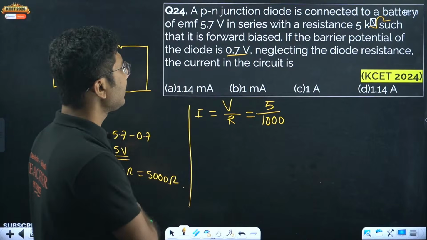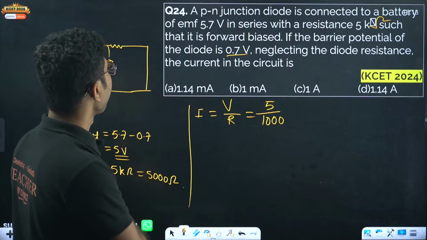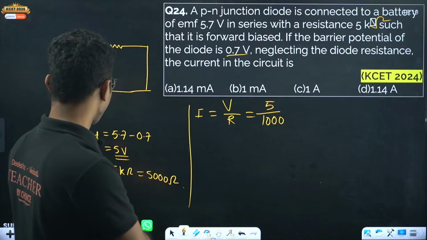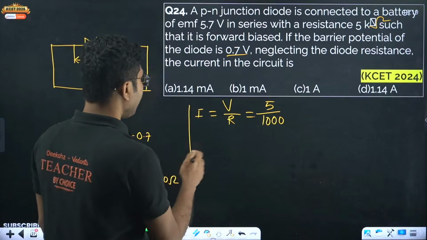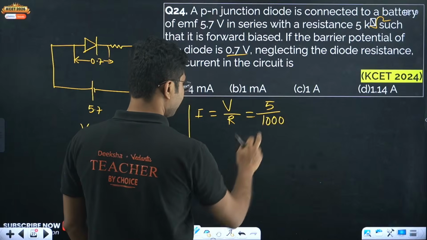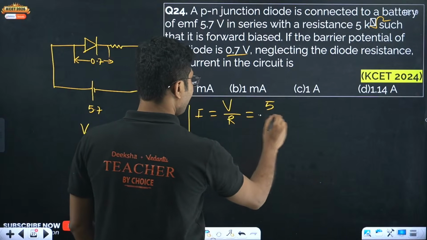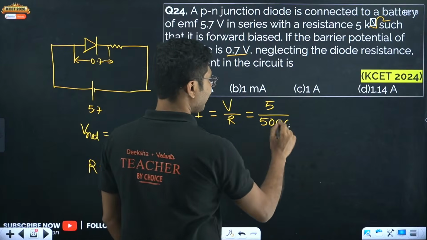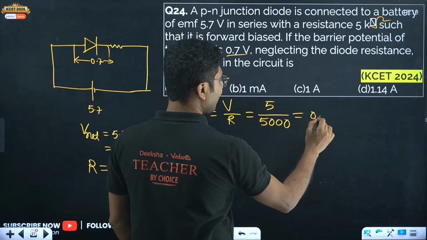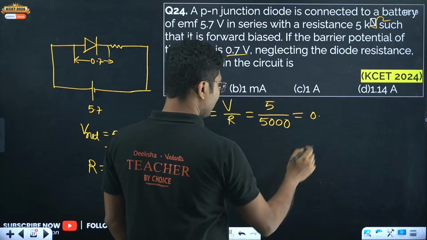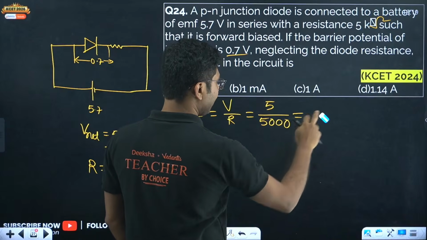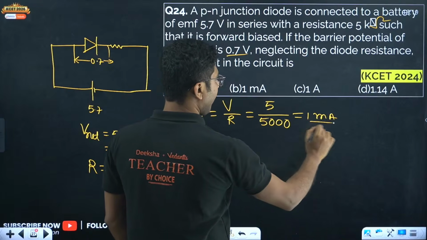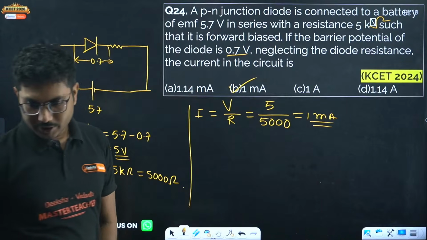Have I made any mistake? It is 5 by 5000, not 1000. My brain is not functioning properly today. So it is 5 by 5000, so it is 0.001, or 1 milliampere. So the correct answer is again option B.